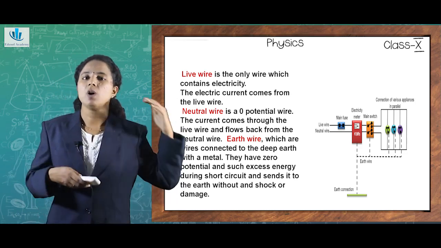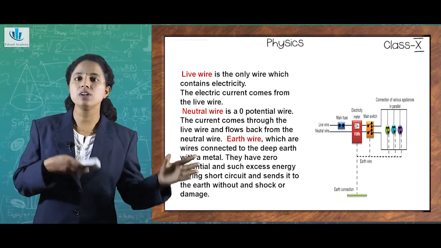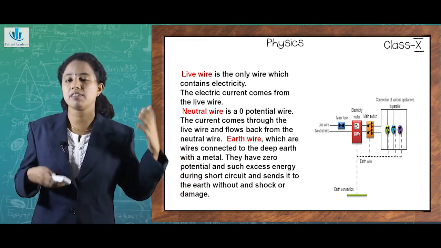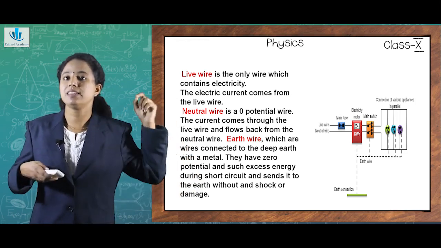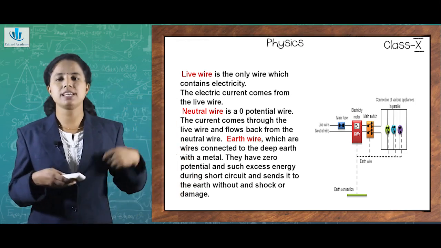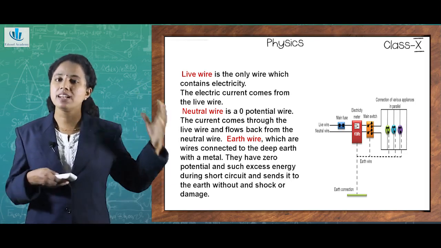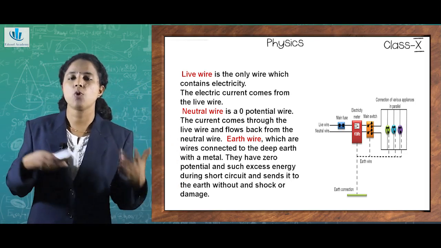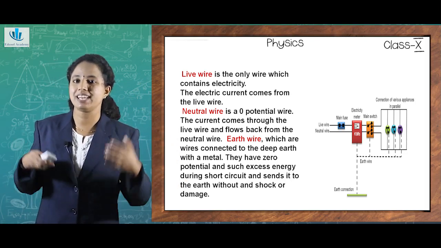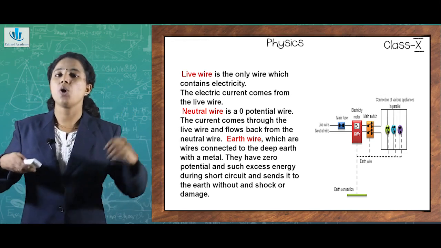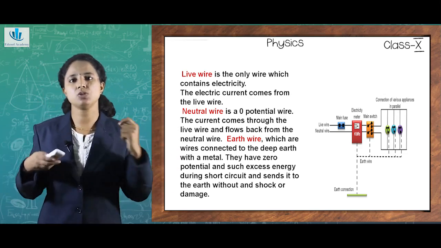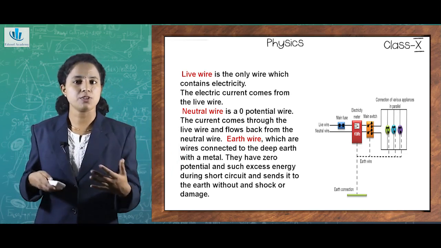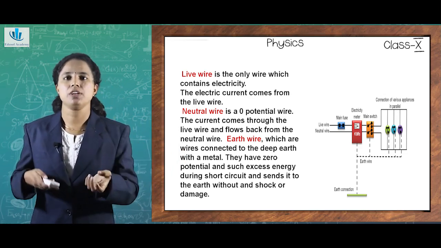So the earth wire makes sure that if at all some excess energy is produced during short circuits, which happen due to high level currents or unexpected currents, then this earth wire, which is connected deep inside the earth by using a metal, will send that excess energy to earth, so that the appliances are not damaged or even the persons touching them do not get any shock or damage. So the earth wire is a safety measure, making sure that short circuits do not produce any additional damage.